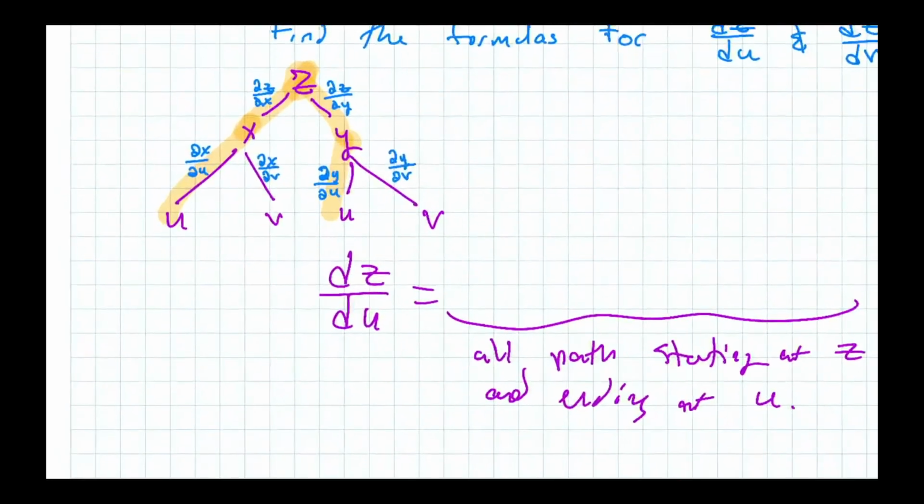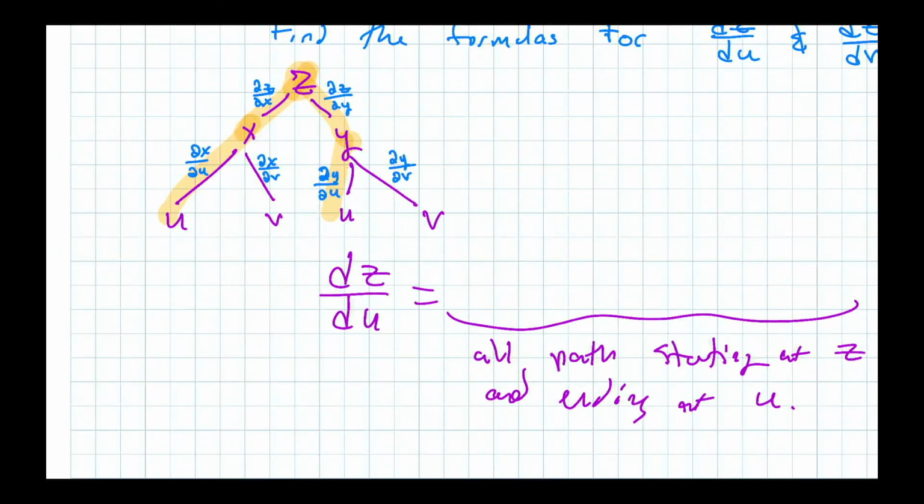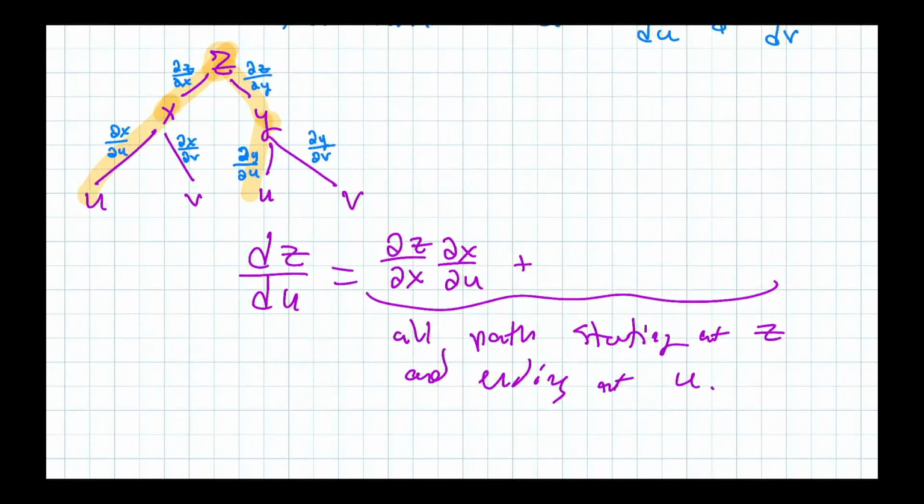Okay. And then, well, what would the derivatives be? Well, we can just write them down, right? This is not hard. So from z to x, x to u. So you go partial z partial x, partial x partial u, right? And then the other one is simply going to be partial z partial y, partial y partial u. Okay.